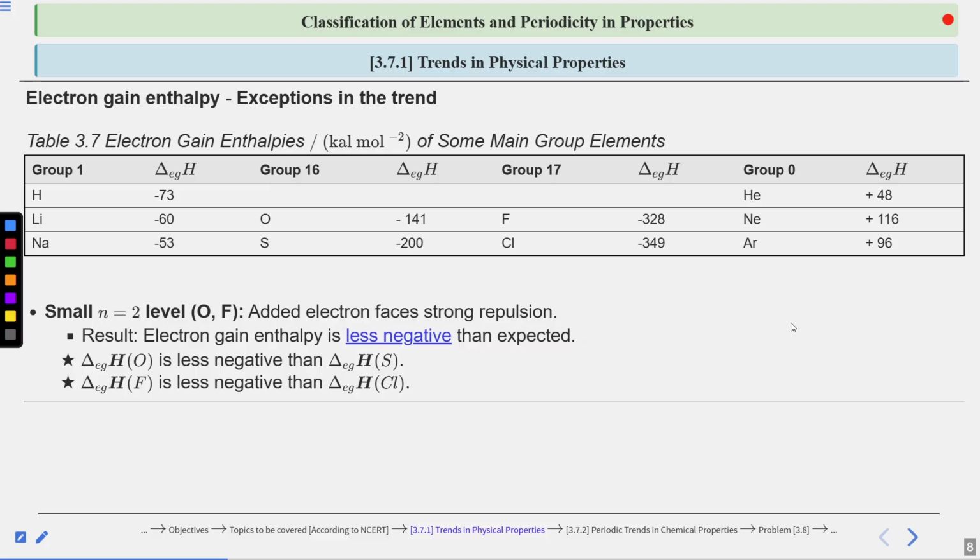And therefore our two exceptions for electron gain enthalpy are written here. This is very important: the electron gain enthalpy of oxygen is less negative than that of sulfur, and the electron gain enthalpy of fluorine is less negative than that of chlorine due to its small size, and hence we have to face the stronger repulsion.